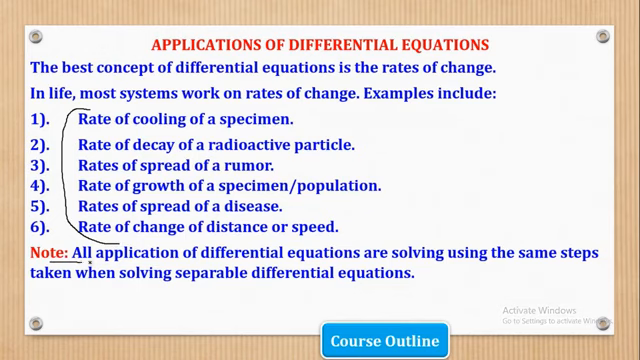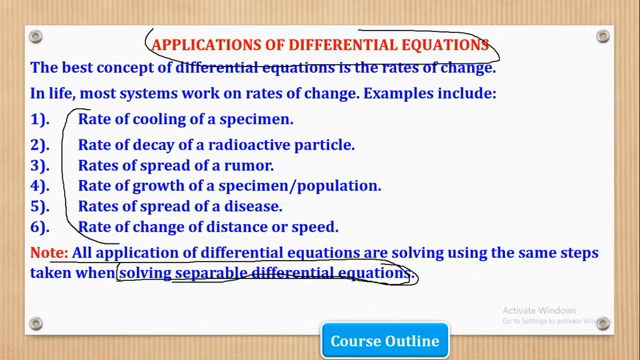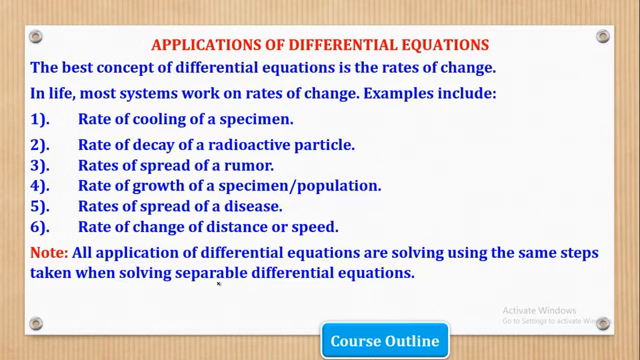But emphasis needs to be put on separable differential equations, because all questions in application of differential equations require this method of solving separable differential equations. So if you have not yet watched, please go back and watch the video on differential equations so that you can easily follow in this video.